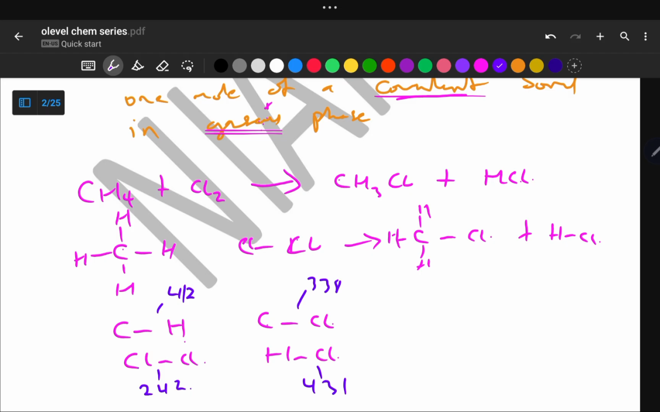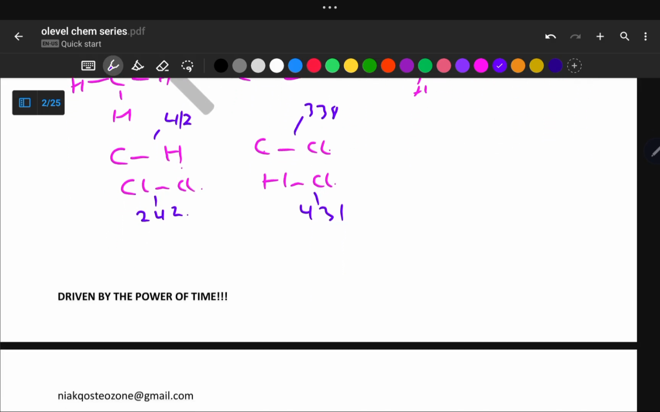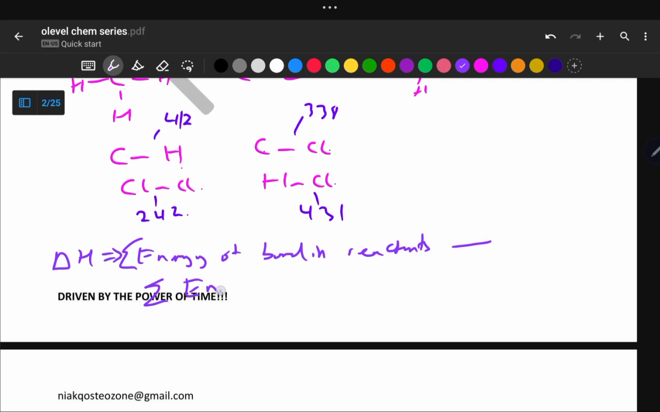So what I want to teach you is how to use the formula, the calculation of enthalpy change using the bond energies, right? So for the bond energies, we are going to use this formula which says enthalpy change is equal to the summation, the total energy of bonds in reactants minus the summation of energy of bonds in products. So this is the formula you are going to use.